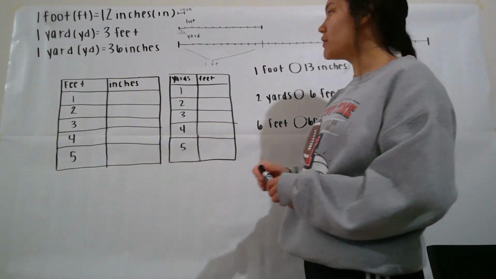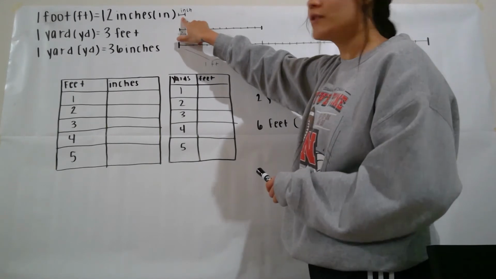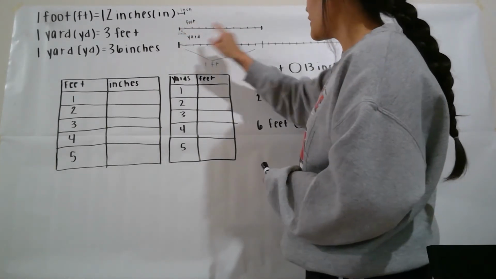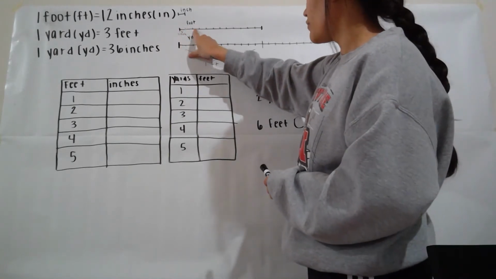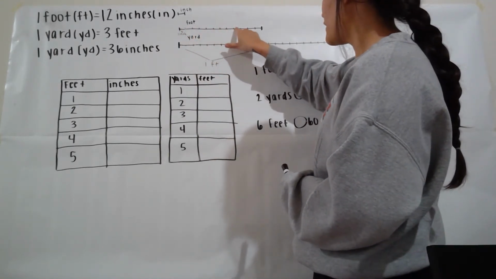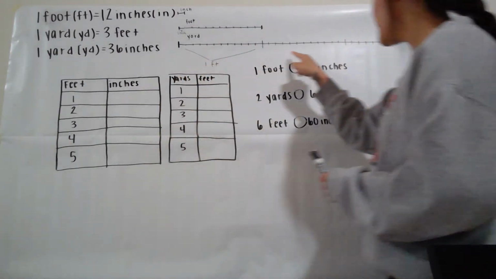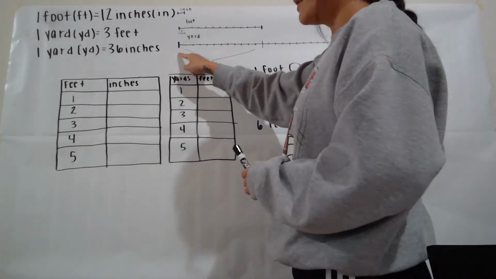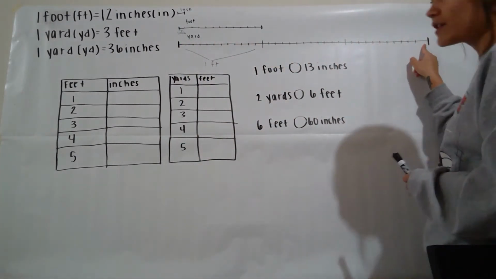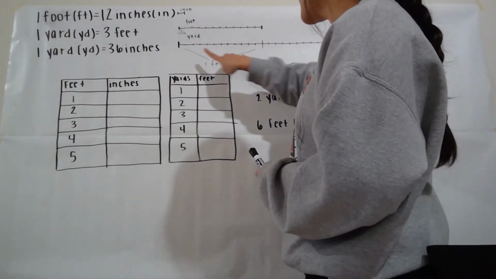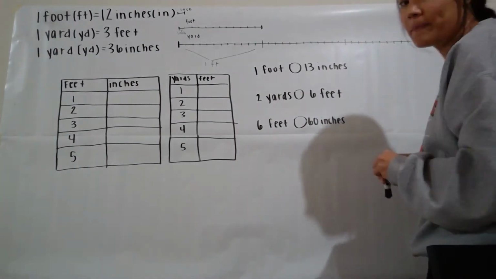So here I've drawn pictures of each of these measurements. So here's 1 inch, and then here's 1 foot, and then all these little marks right here are 1 inch. So there's 1, 2, 3, 4, 5, 6, 7, 8, 9, 10, 11, 12 inches in the foot. And then here's 1 yard. Each one of these is an inch. There's 36 inches. And then this right here is a foot. There's 1, 2, 3 feet in here.